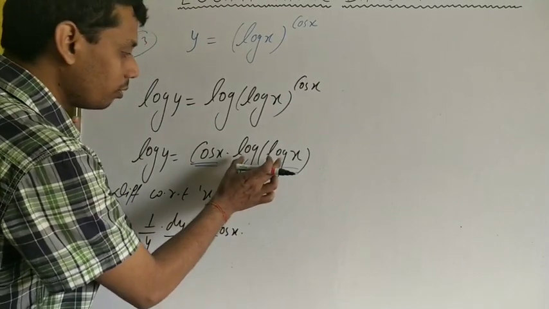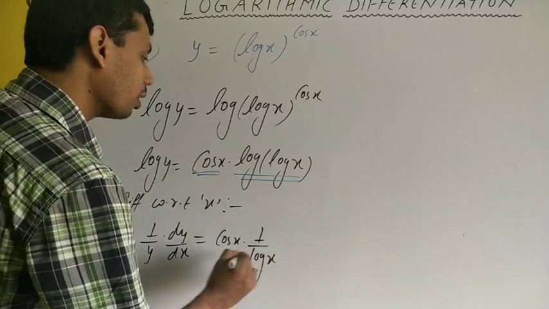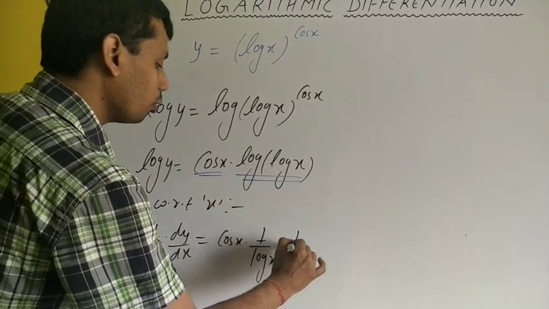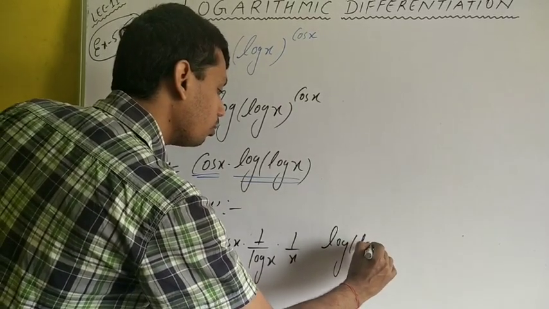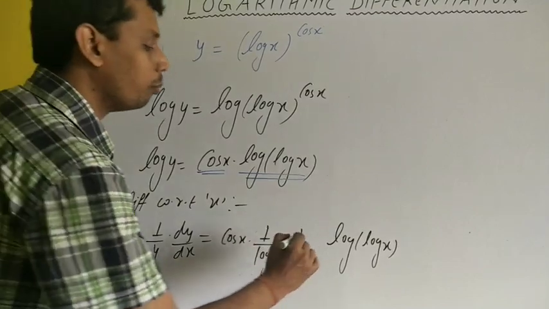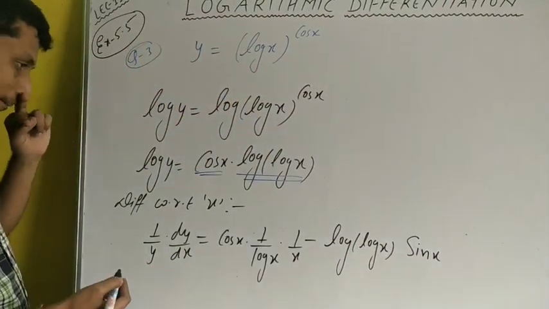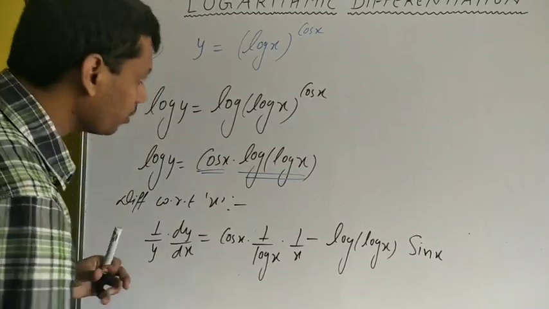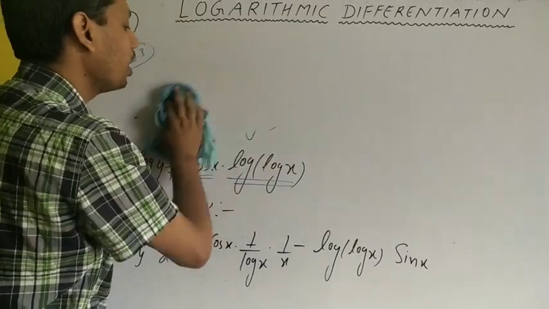Now this is in a form of u into v, so keeping u constant, we differentiate this log of log x. Log of log x will be equals to what? 1 by log x, and differentiation of log x will be equals to 1 by x. Plus, keeping log of log x constant, differentiation of cos x will be equals to what? Minus sin x.